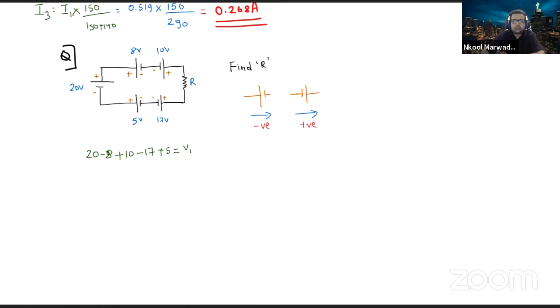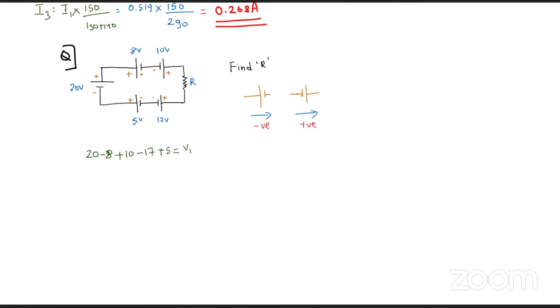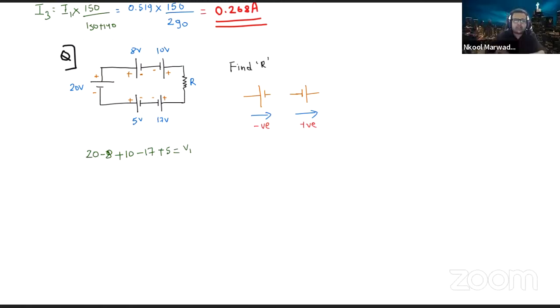And the question, sorry for this, one correction I will do, then we will discuss. Question is find voltage across R, not R. Find voltage across R. And voltage across R, we are considering it to be V1. So we have to find V1.